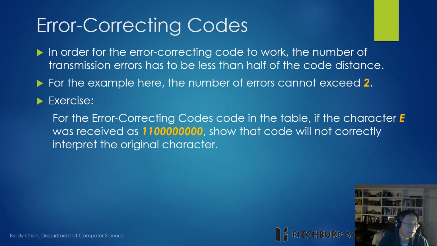Now here is an example. If we try to transmit the character E, what is character E in the table? Let's see. E is 11111 00000 in the table we just discussed in the previous slide. However, now the code that was received is this. It's 1100000000.